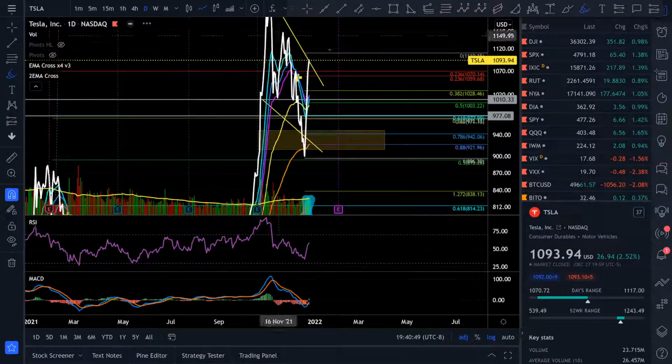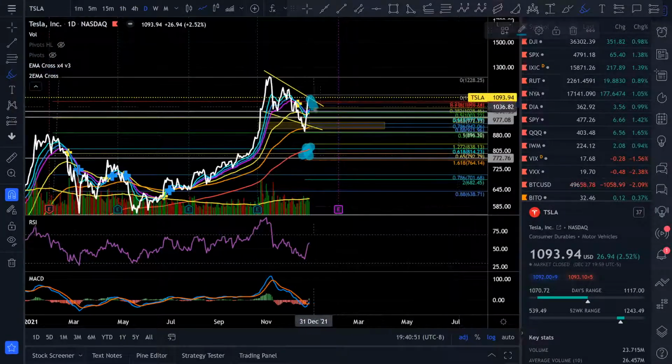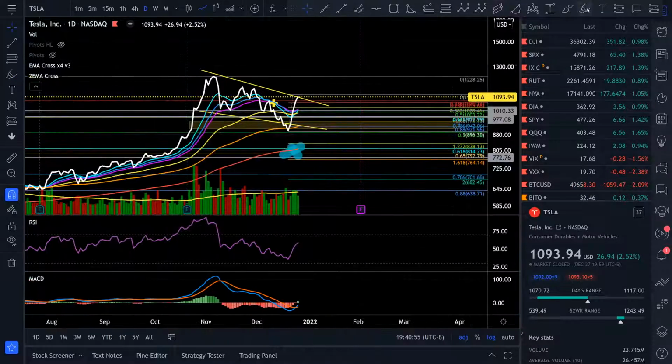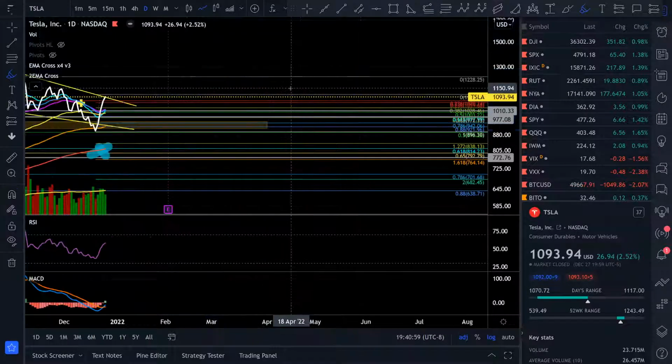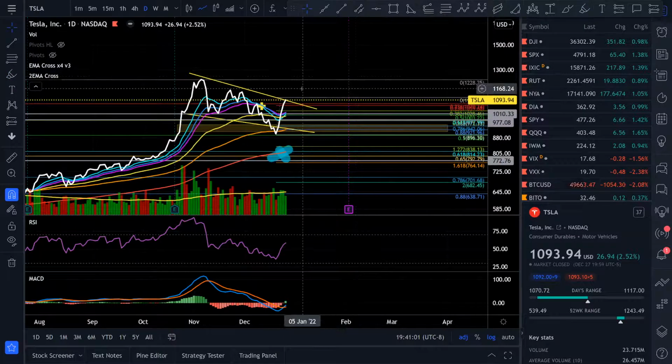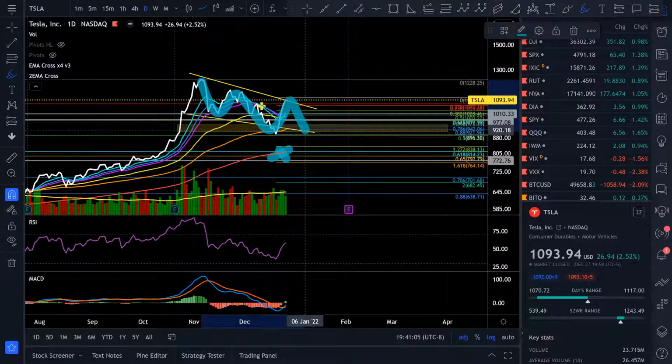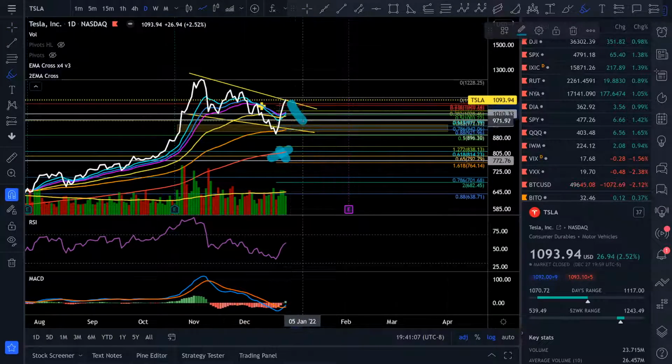That's one scenario. And then for an investor, we might see the bear case, we might see it pull back down, because it just made a lower high. So if we don't break above the 1168 price, it could pull back down one more time to maybe not 920, but somewhere in the mid to upper 900s range could be okay on Tesla.